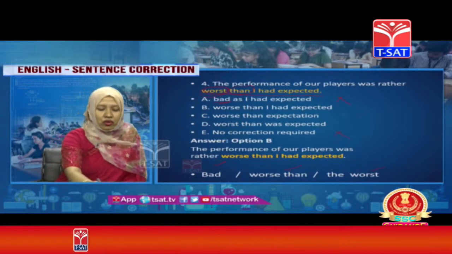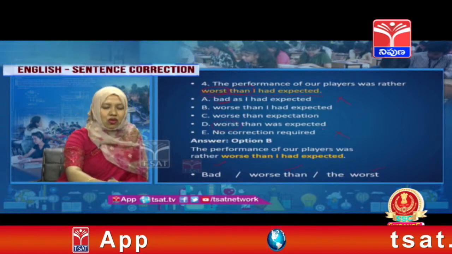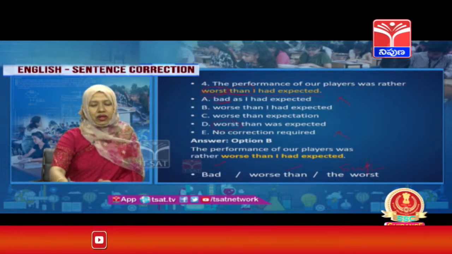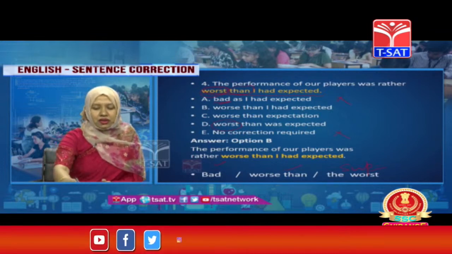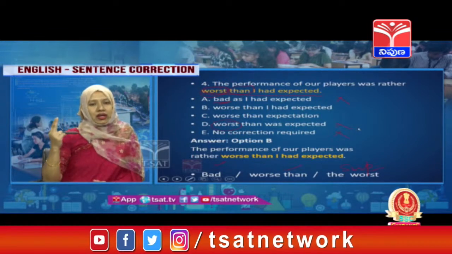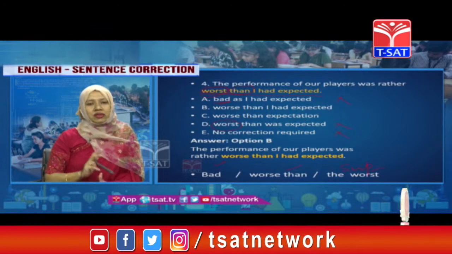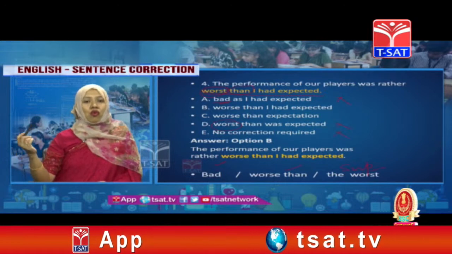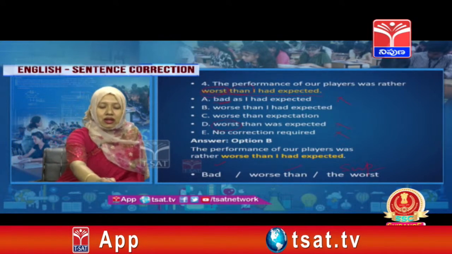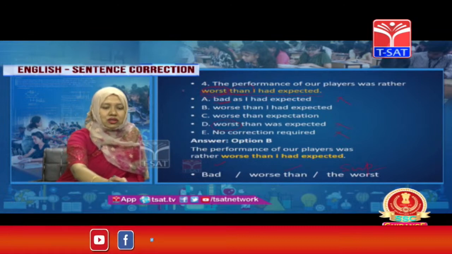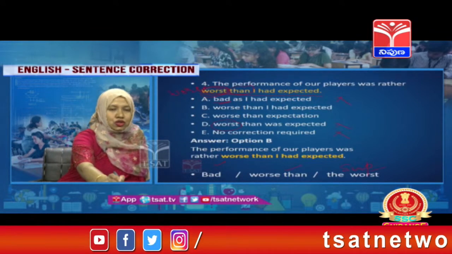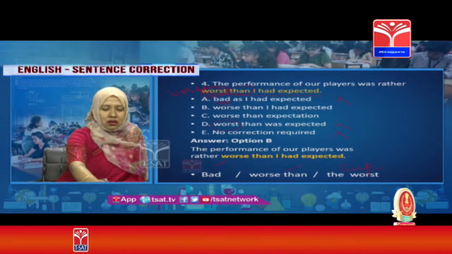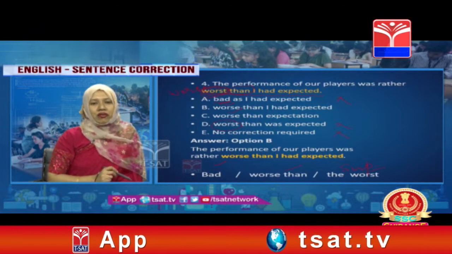Now if you look at D, worst is used. Already worst is wrong here. We cannot use worst. Worst is used in superlative degree. So option D is again wrong here. Now we are left with two options, B and C. You have to select which is correct. The performance of our players was rather, we have come to a conclusion that instead of worst, worse should be used here, comparative degree. Now let us see how we use this degree of comparison, worse.